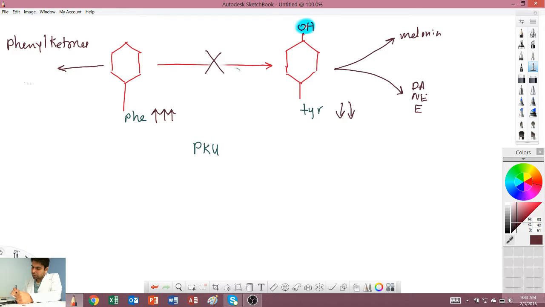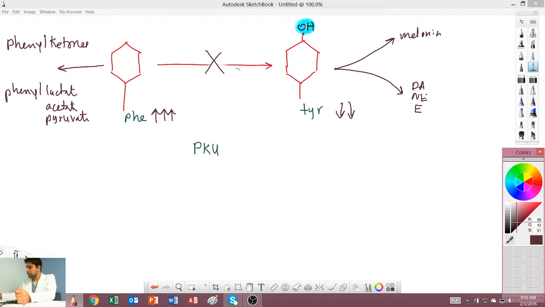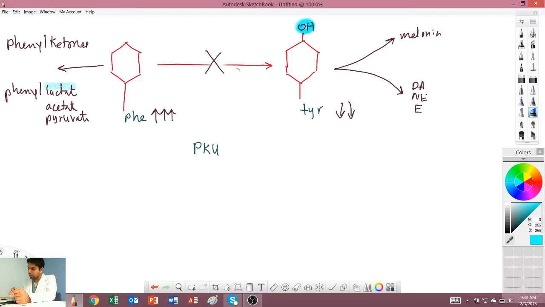Now, all of them are known as phenylketones, so they should have the name phenyl in their name. All of them, there are 3 of them: phenyl lactate, phenyl acetone or acetate, and phenyl pyruvate. Memorize these, okay? They'll become even easier as we discuss them, especially when we reach glycolysis. So phenyl lactate, phenyl acetate, and phenyl pyruvate. That's the 3 ketones. These are not normal ketones. These are abnormal ketones.